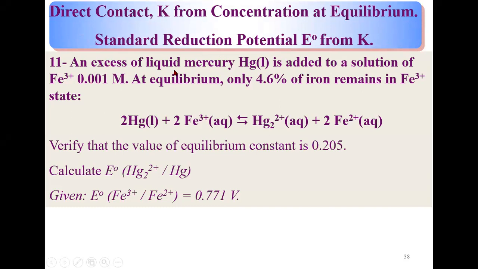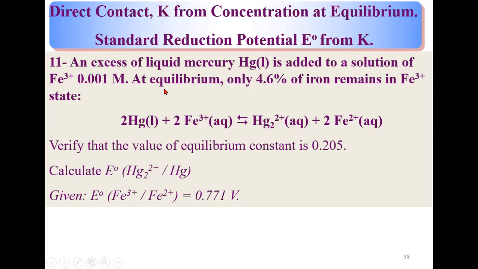An excess of liquid ammonia is added to a solution of Fe3+. So therefore, guys, regardless of the E naughts and whether they're higher or lower, they already are telling me who's the reactant. So the reactant is mercury and Fe3+. Now, they were nice to you and they gave you an equation, but if they don't give you an equation, you have to figure it out.